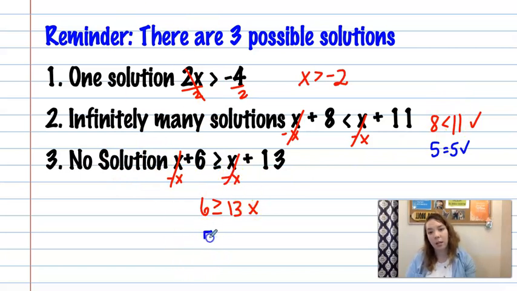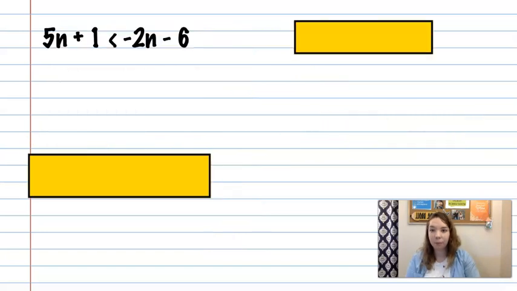equalities would be something like 5 does not equal 6 because that's not true. But in this inequality, you just have to ask yourself if it's true. So 6 is not greater than 13. That's why we said that was false. All right. So that is what infinitely many and no solutions look like in an inequality. So we'll do a couple examples of that now.